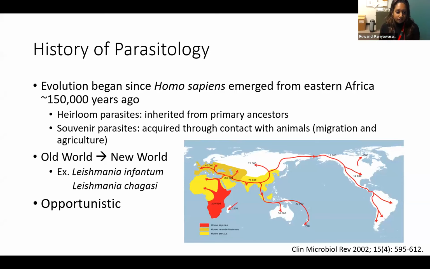And, with the advent of AIDS, for example, and patients on biologics and immunosuppression, we see more and more parasitic infections being encountered because of the opportunistic nature of some of these parasites.